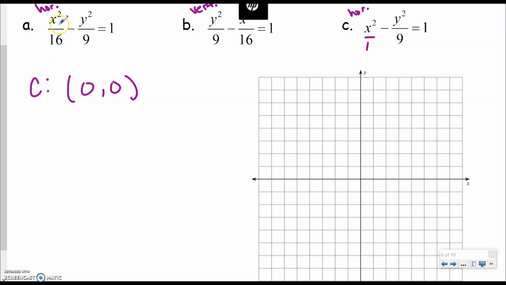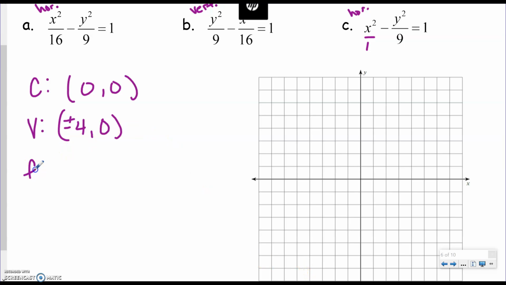Because I know this is horizontal, I'm always going to use that first number for my vertex. If it's under my x, it impacts the x value in my point. So the square root of 16 is 4. It's under the x, so I'm going to do plus or minus 4 for my x for my center. My y will stay the same.